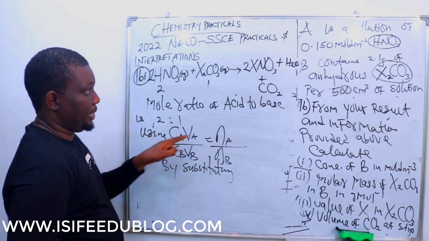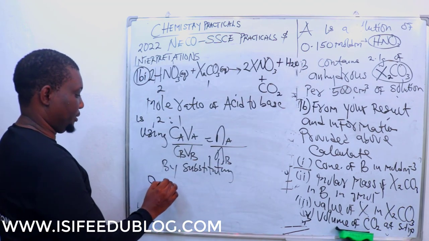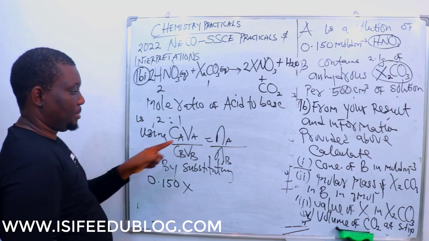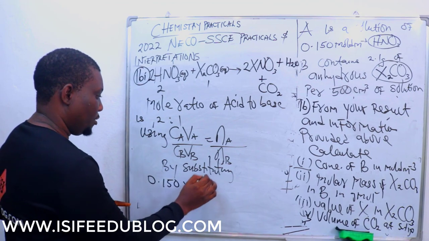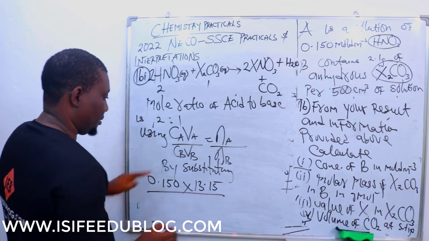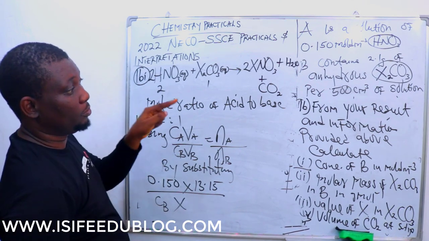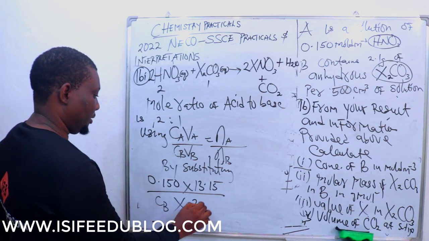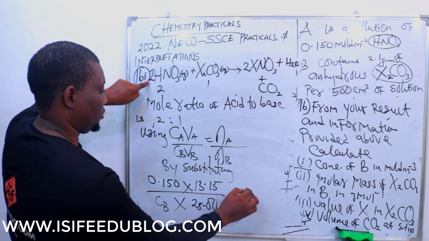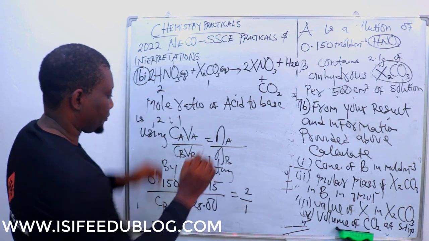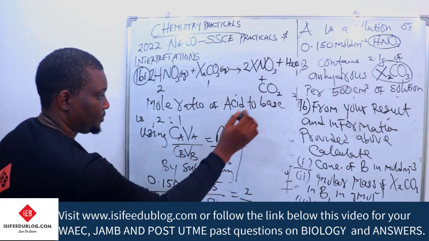Anytime I see CA, now I'm going to replace it with 0.150. And anytime I see VA, that means I'm going to go to my value from that table. I think I've got 13.15 over CB, since you're looking for CB, times the volume of the pipette you recorded, 25.00. Everything should be equal to 2/1. That is what you do. Okay. Let me do the end part.